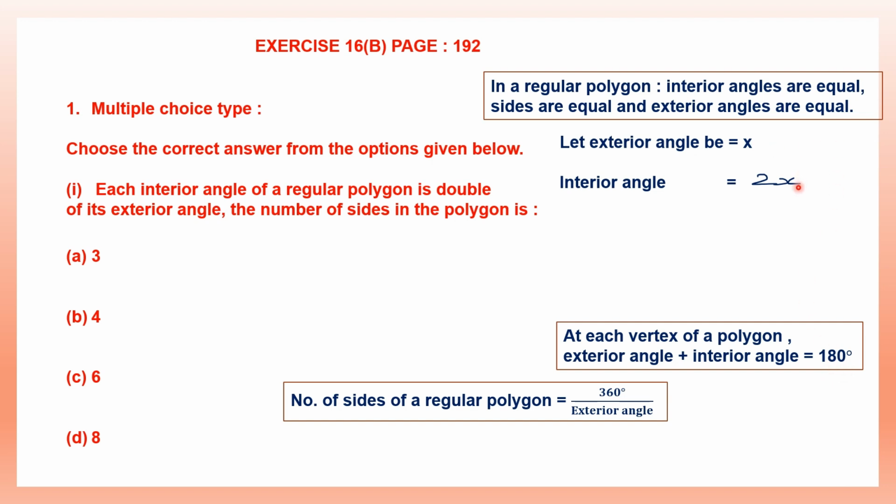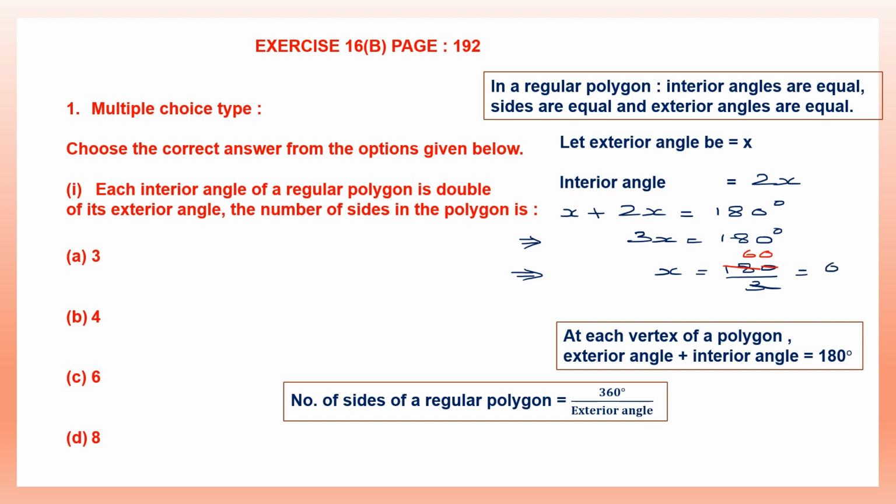So that means x plus 2x will give us 180 degrees because x is the exterior angle and 2x is the interior angle. Now x plus 2x is 3x. 3x is equal to 180 degrees. That means the value of x is equal to 180 degrees divided by 3. When you divide 180 by 3, you can cancel: 3 6s are 18 and the 0, so you get 60.